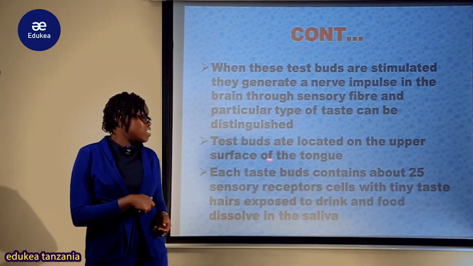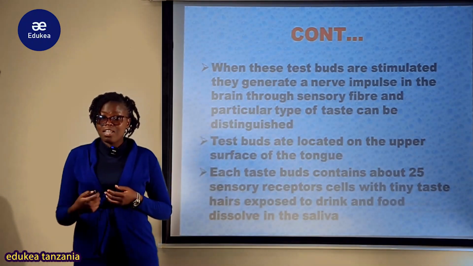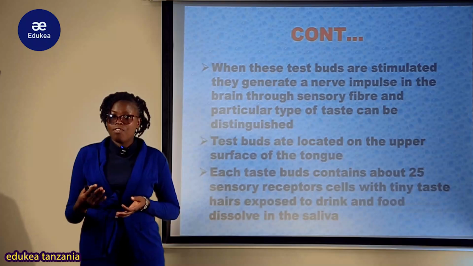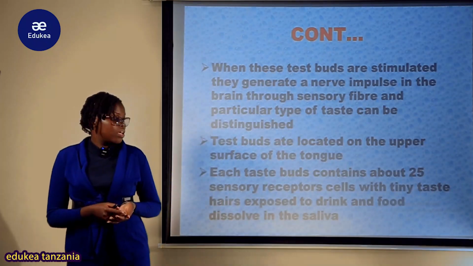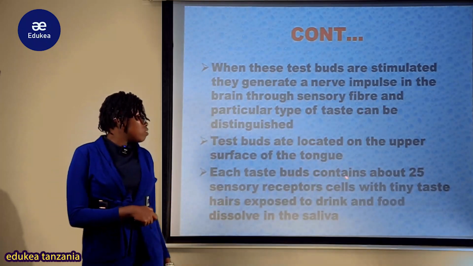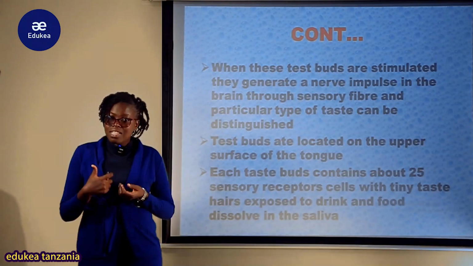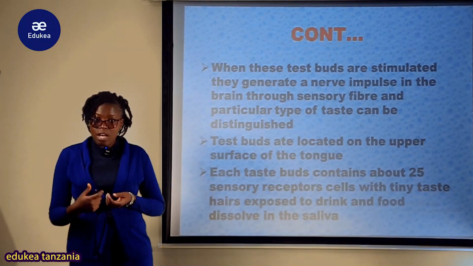So taste bud are located on the upper surface of the tongue. So these taste bud are located katika upper surface of the tongue au katika upper region of the tongue, ambayo tusema kwamba they are rough na vivyo na contain the papillae. So each taste bud contain about 25 sensory receptor cell. Each taste bud contain 25 receptor cell.